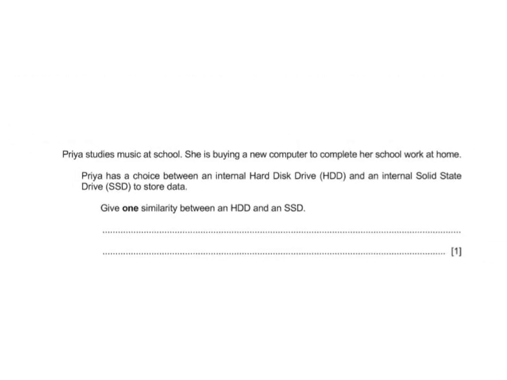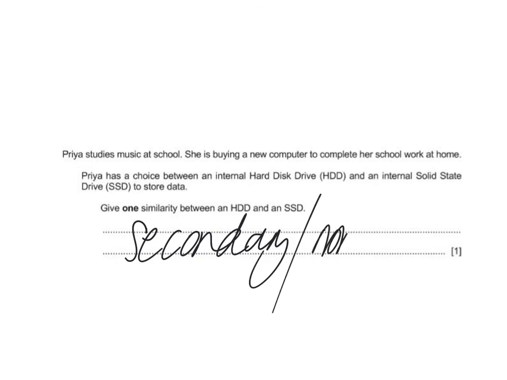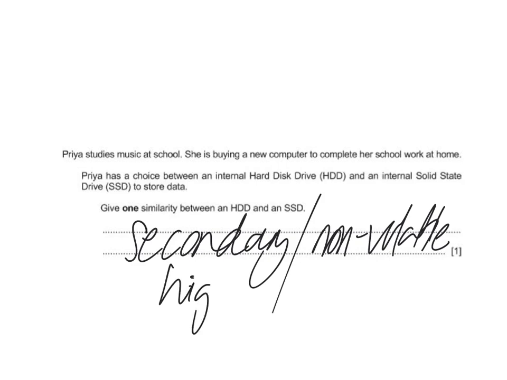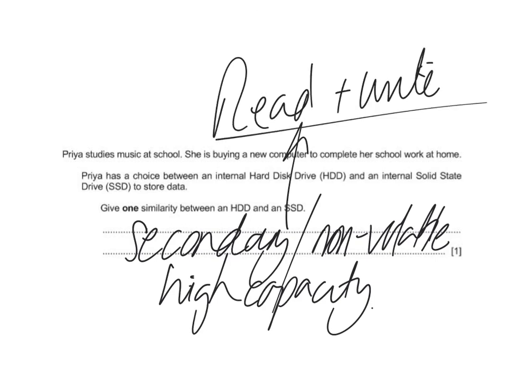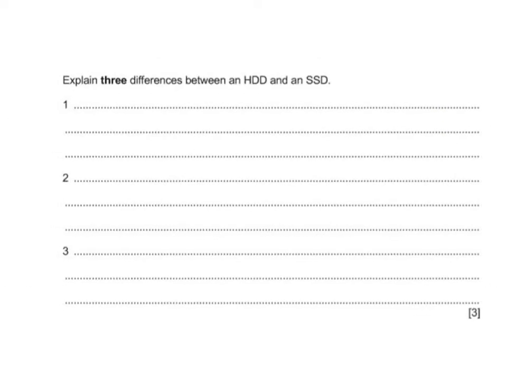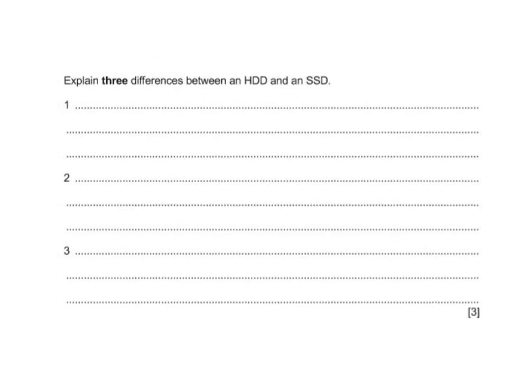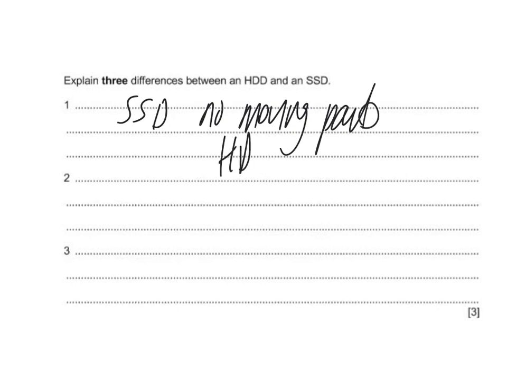Similarities between HDD and DVD, they are both secondary, they are both non-volatile, they are both high capacity, and they are both read and write capable, unlike ROM. Explain three differences now between the two of them. So SSD, no moving parts. HDD does. Just state the obvious on these ones.